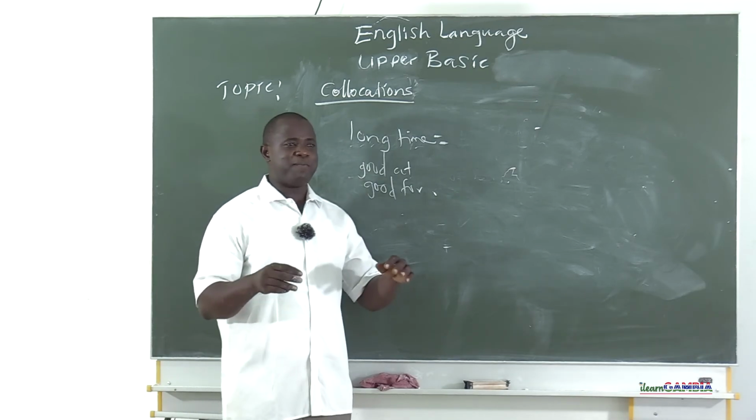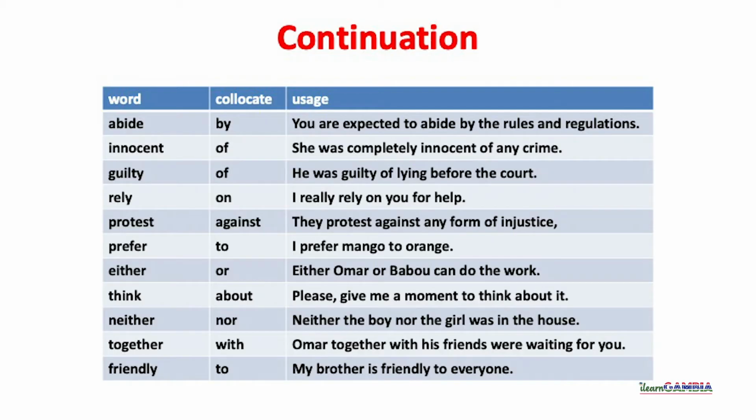We move on. We have abide, which can collocate with the preposition by. Everyone is expected to abide by the law. You are expected to abide by the rules and regulations. Innocent of. He was completely innocent of any crime. Guilty of. He was guilty of lying before the court.